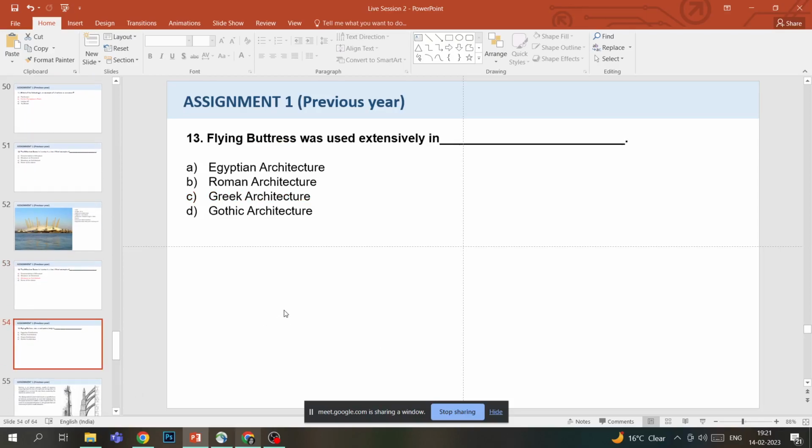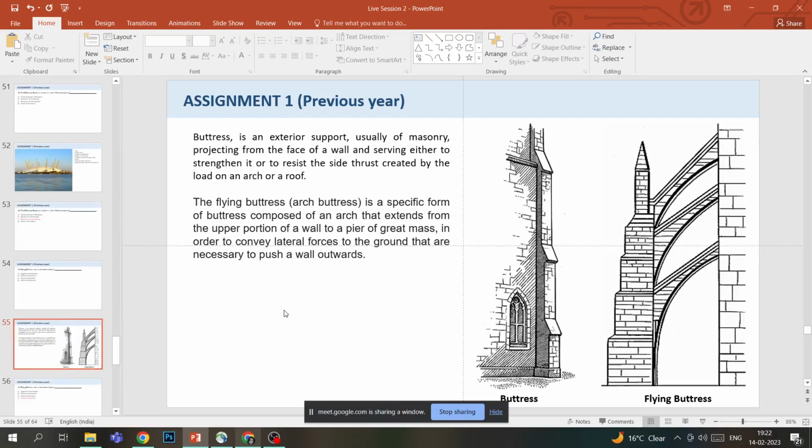Moving on to the next question. Flying buttress was extensively used in Egyptian architecture, Roman architecture, Greek architecture, or Gothic architecture. I think all would know the answer because I have mentioned it many times, but I'm explaining what buttress and flying buttress actually are so that you remember it further.